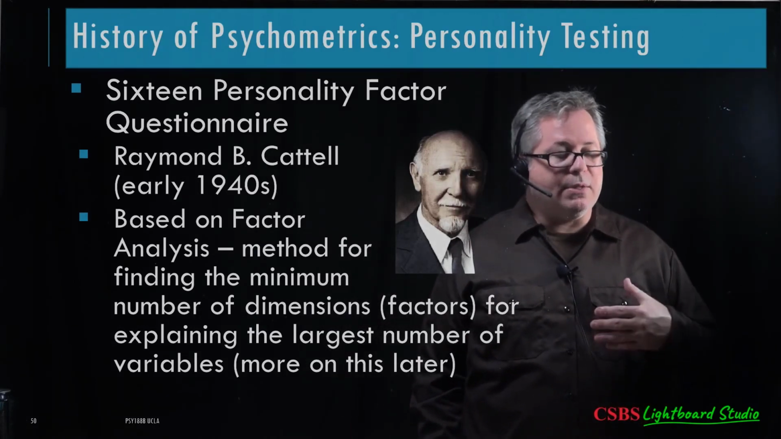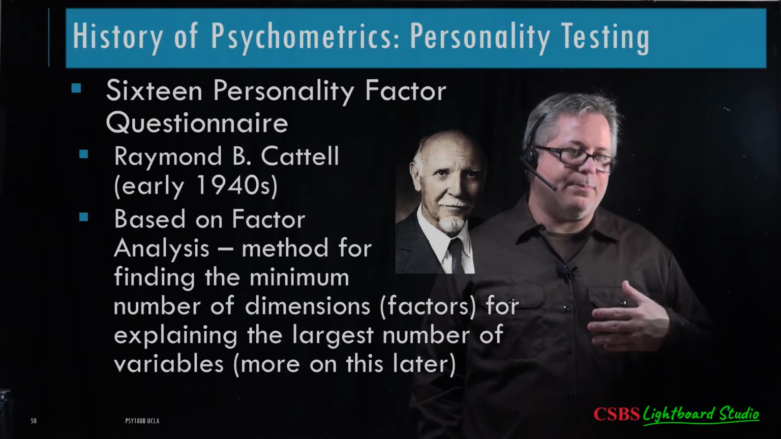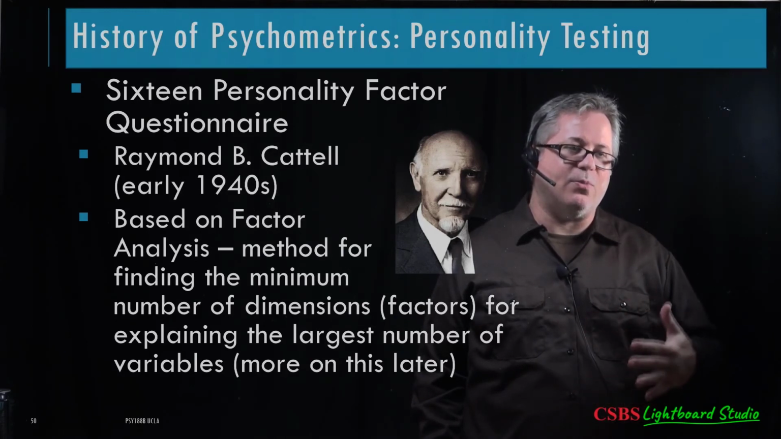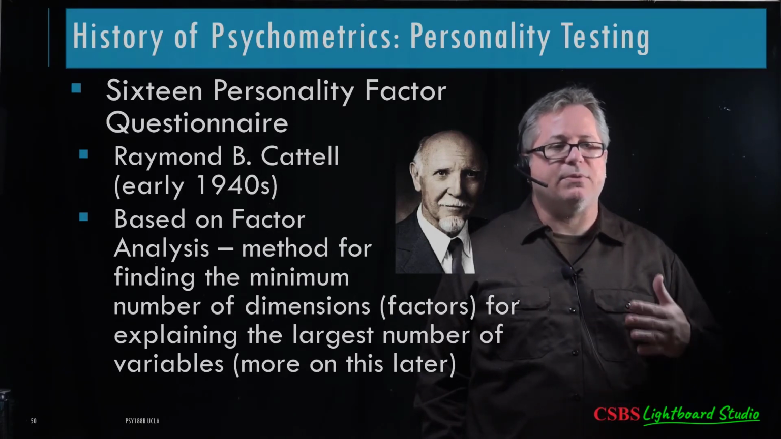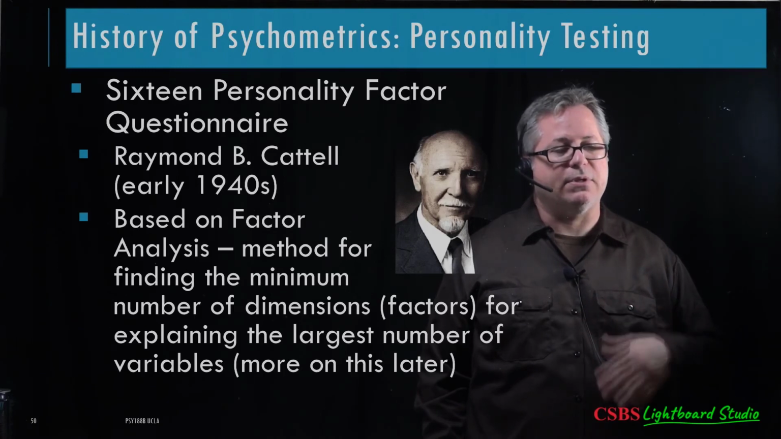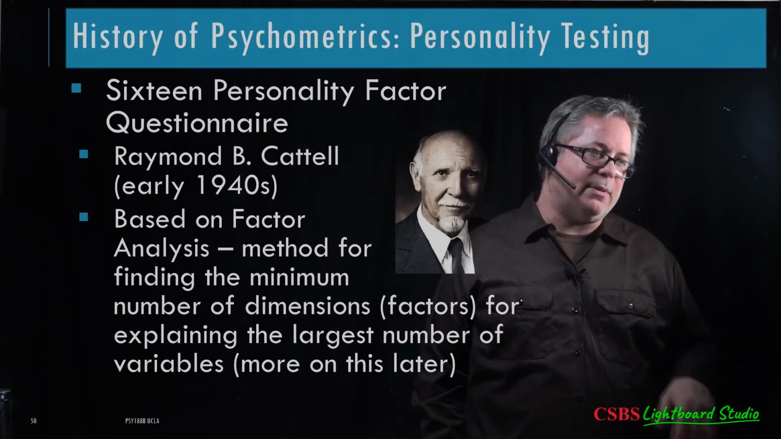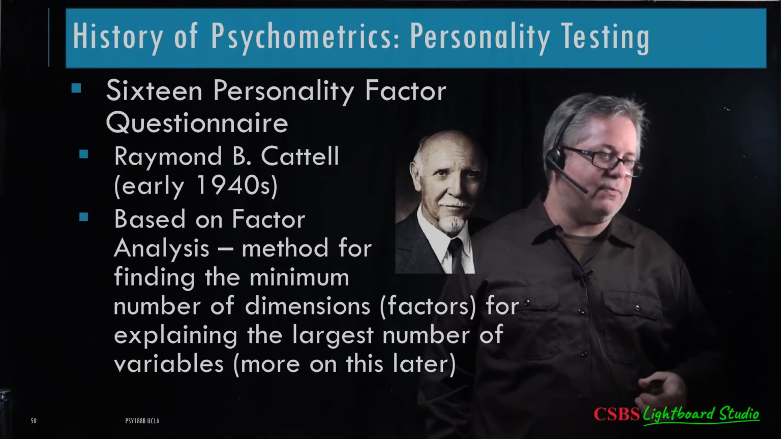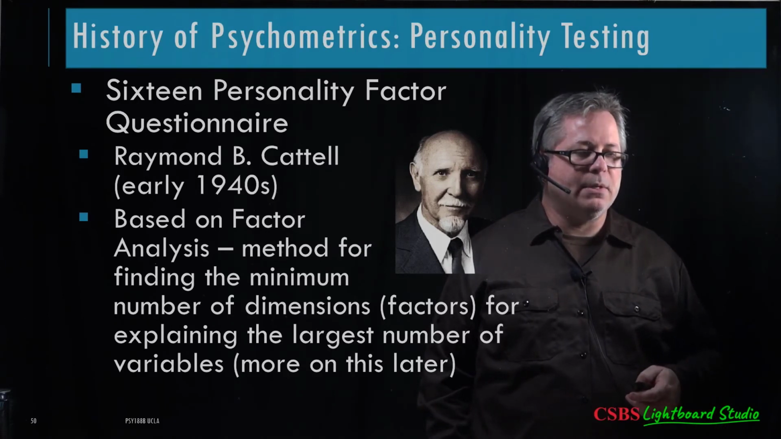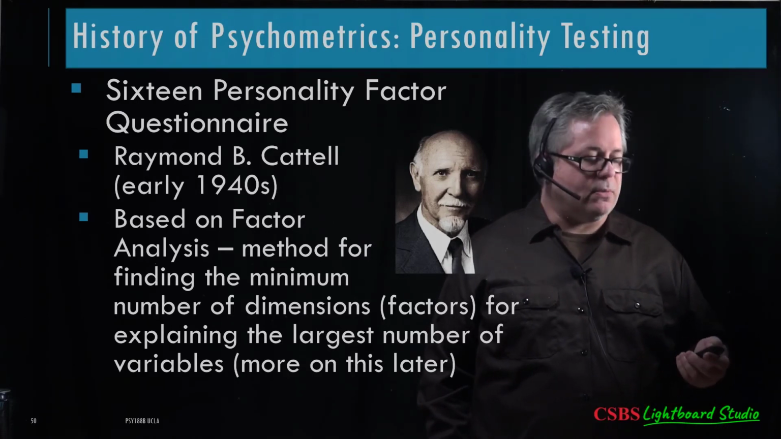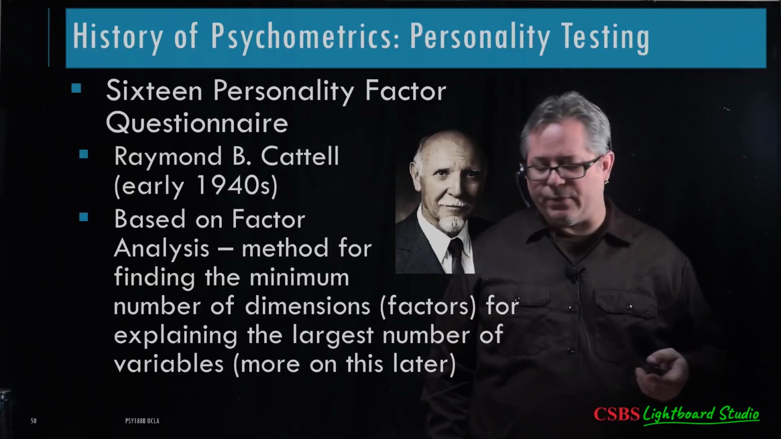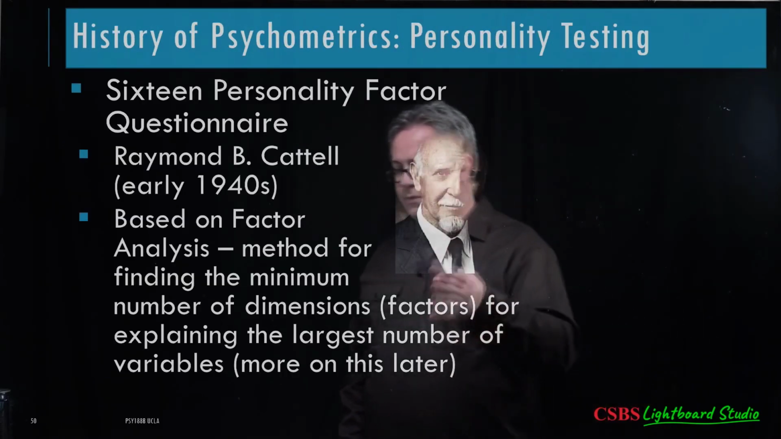So they're using mathematics to tell them what items tend to go together as subscales and subfactors in a factor analysis. And this one has 16 different subfactors of personality. I don't have it here, but those have been used over and over again.